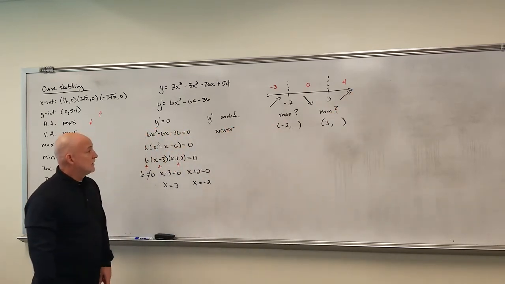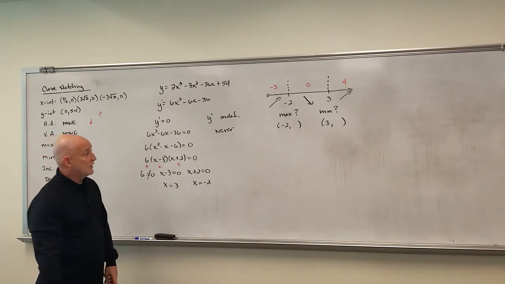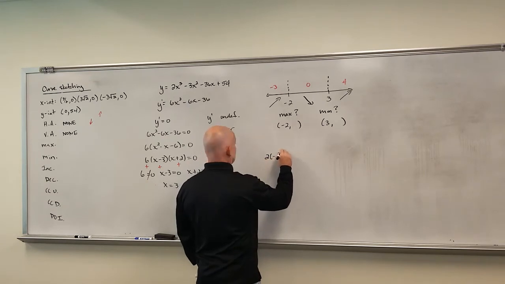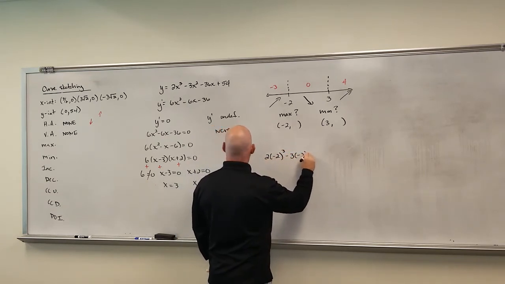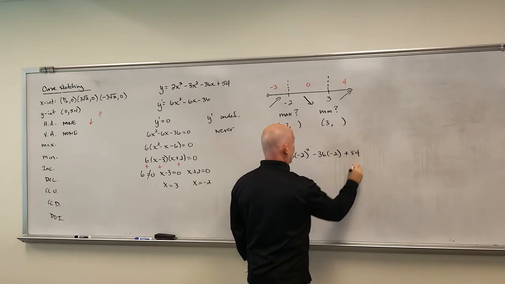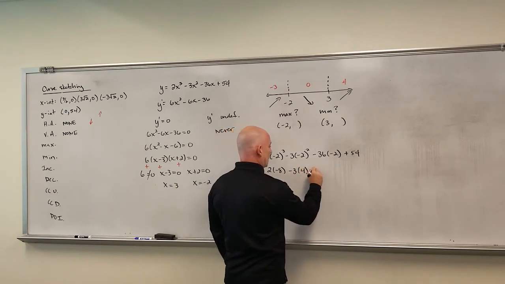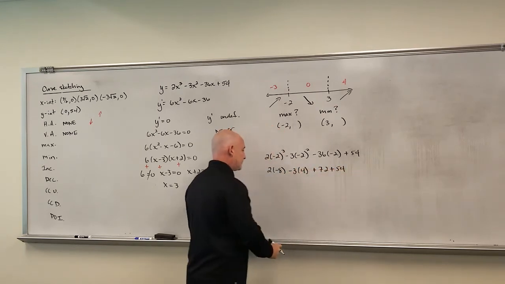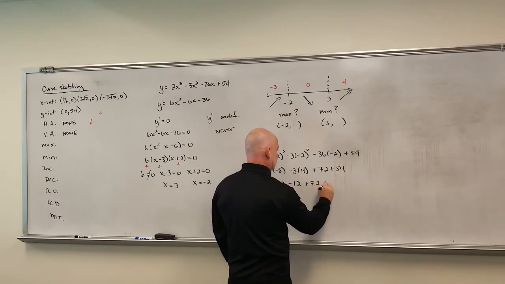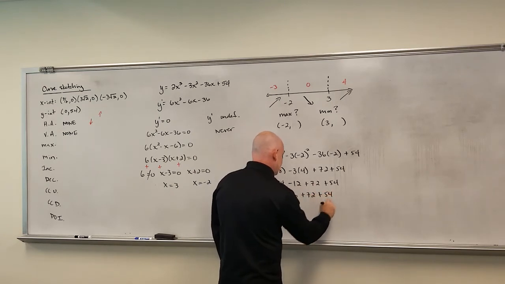So how do we check to see if they are actually maximums or minimums? Well, we've got to plug them into the original function and check. So let's see. It's going to be a lot of arithmetic here. It's negative 2 cubed, 3 times negative 2 squared, minus 36 times negative 2, plus 54. All right, so this is going to be 2 times negative 8, negative 3 times 4, 72 plus 54. This is negative 24 minus 12 plus 72 plus 54.